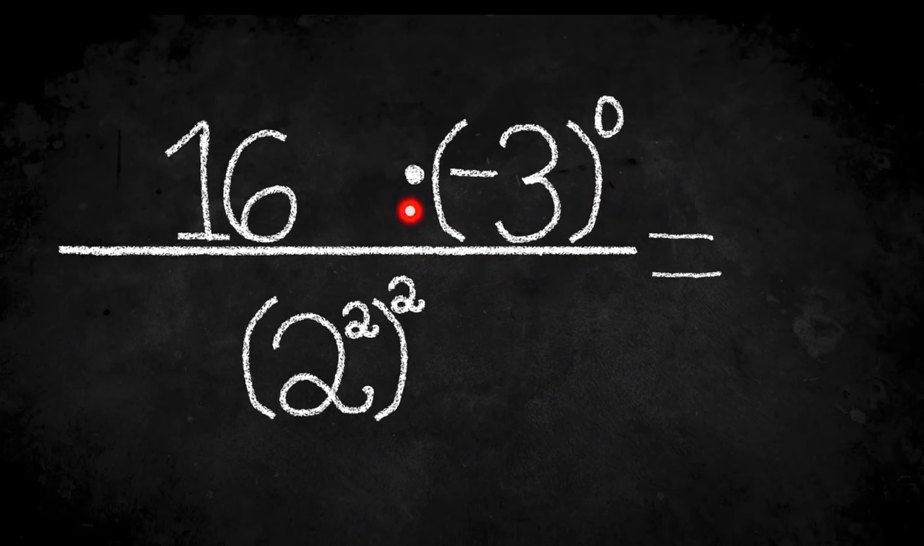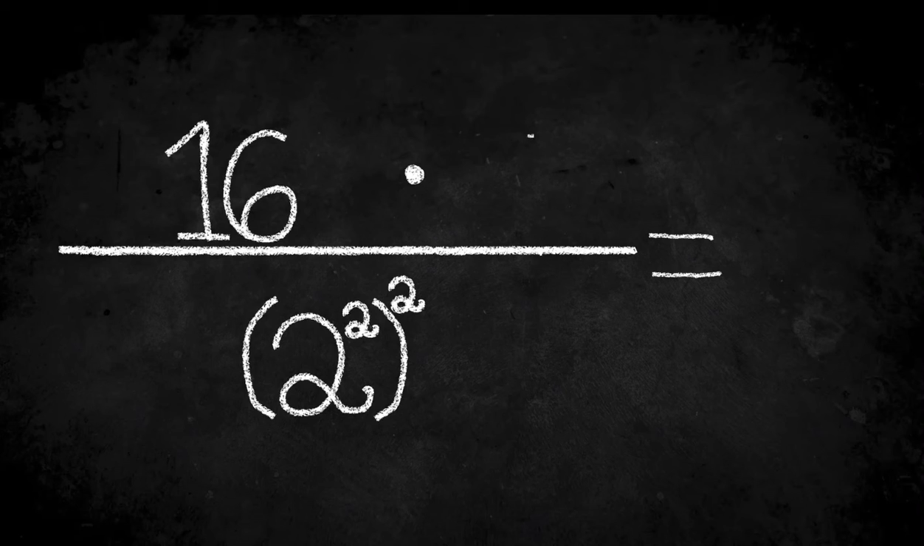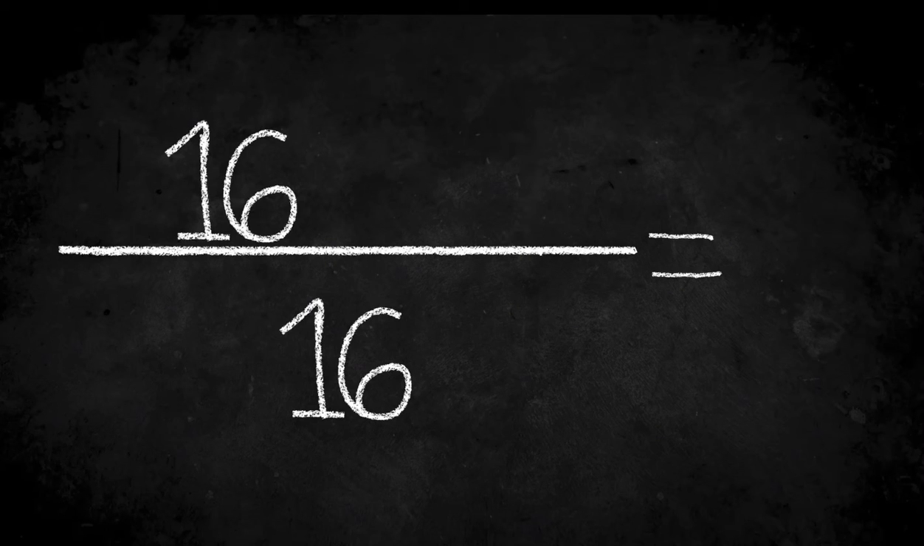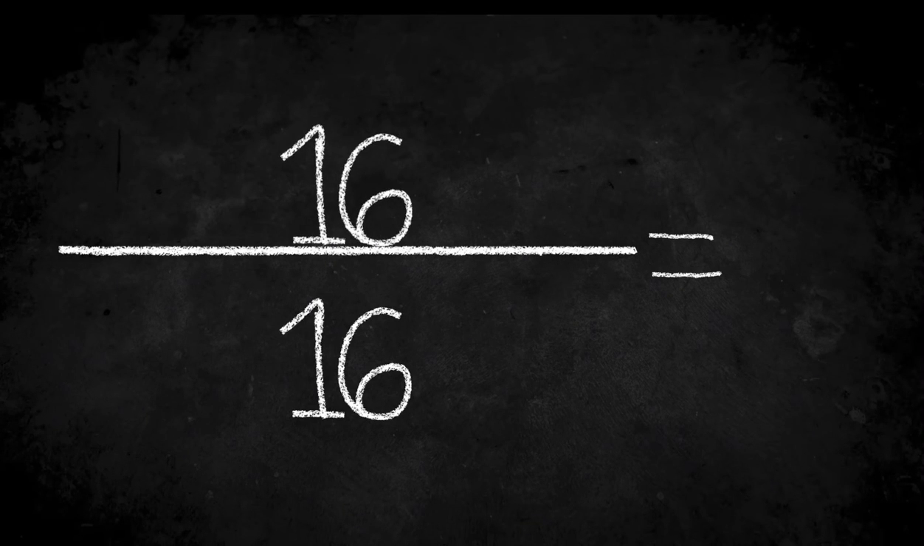Next, negative 3 to the power of 0. Well, as I said, any number to the power of 0 equals 1, even if negative, so that is 1. And 2 to the power of 2 to the power of 2, well, 2 times 2 equals 4. And 2 to the power of 4 is 16. And 16 times 1 equals 16, so let's get that and move this to the middle, and 16 over 16 equals 1. Now that we've solved this problem, that is all for this video.